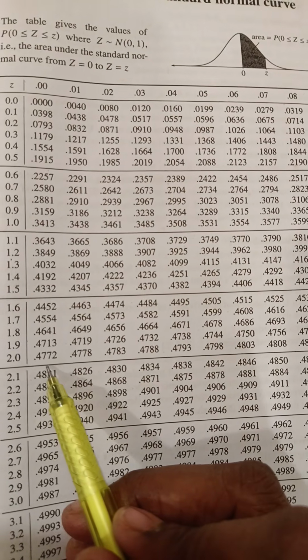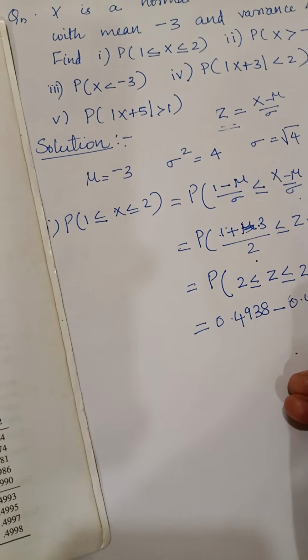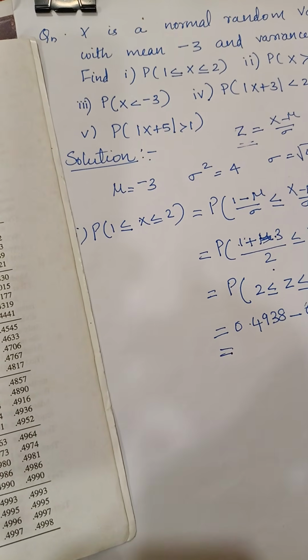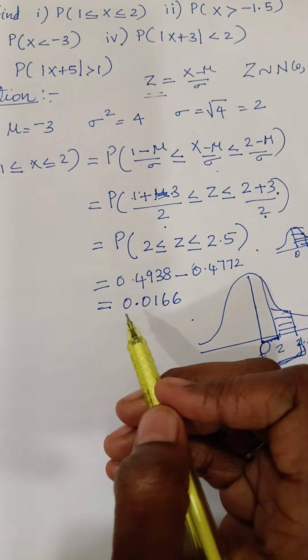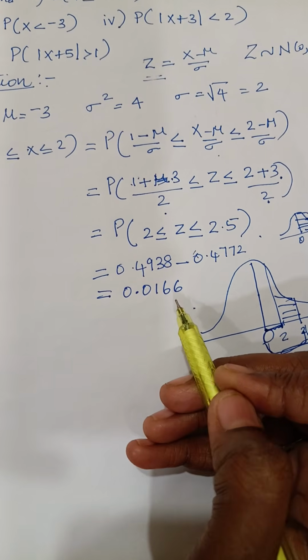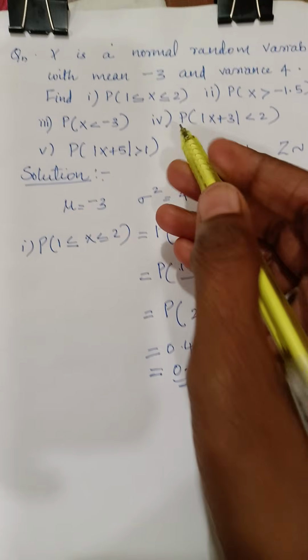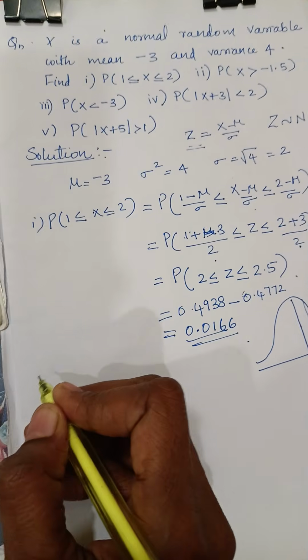0.4772. So we can substitute that here, 0.4772. So subtracting this, you will get the answer. So the answer is 0.0166. Okay. Now let us see the second problem. What is the second problem?